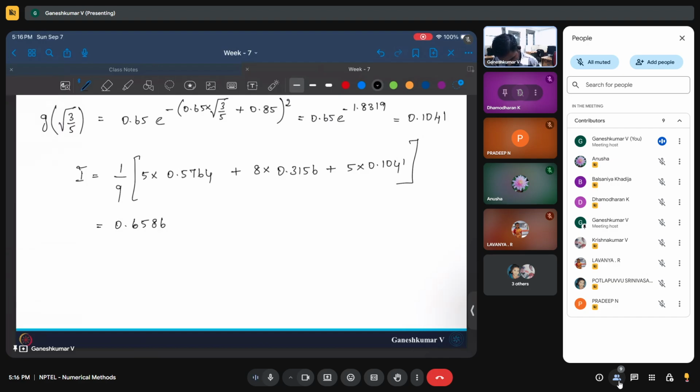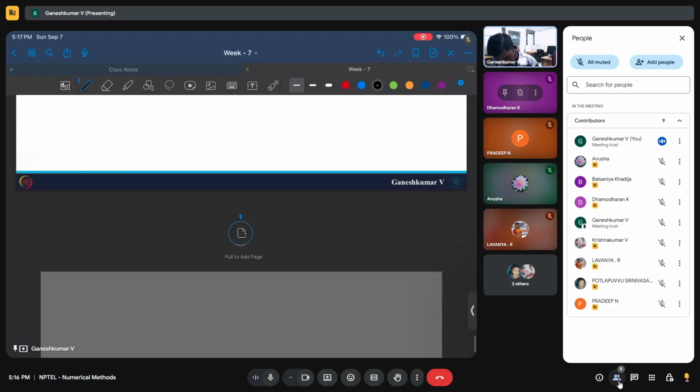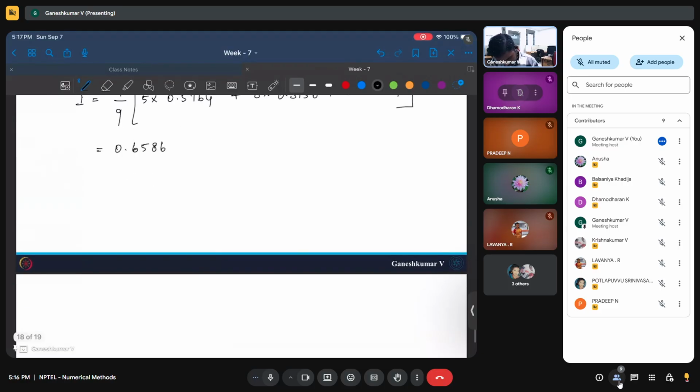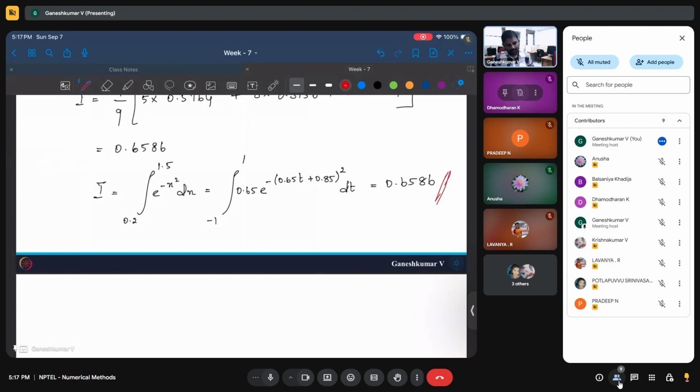So basically what I'm saying is I, which is equal to the integral of 0.2 to 1.5 e power minus x square dx, which is equal to the integral from minus 1 to 1 of 0.65 e power minus (0.65 t plus 0.85) square dt. Both of them are equal to 0.6586.